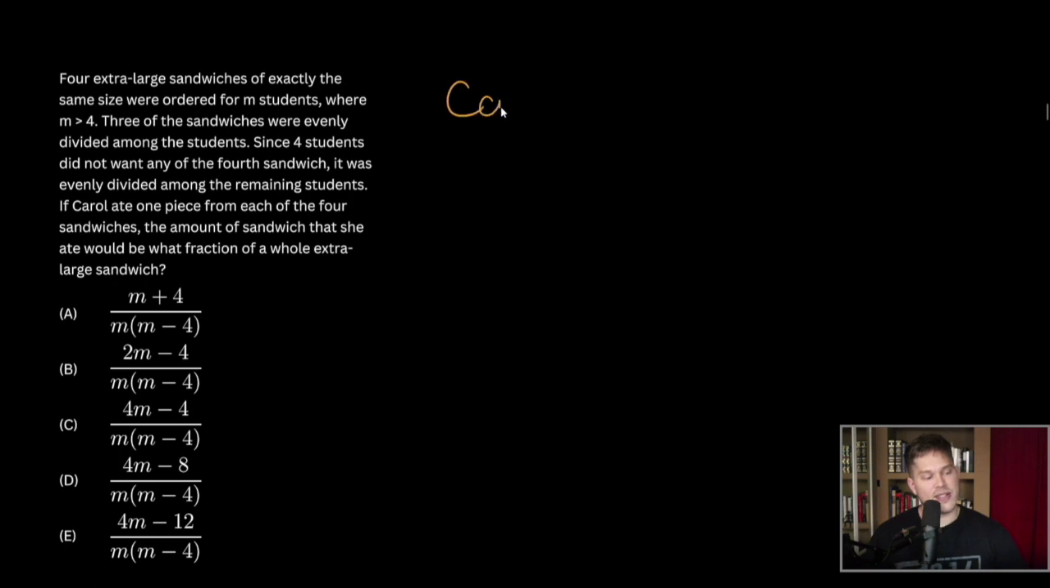All right, Carol. So what did Carol eat? Well, firstly, the first 3 sandwiches were divided among m students. And then the last sandwich was divided among m minus 4 students. And Carol ate a piece of each sandwich, so we would just add these 2 fractions together. So to add these 2 fractions together, we need to find a common denominator.